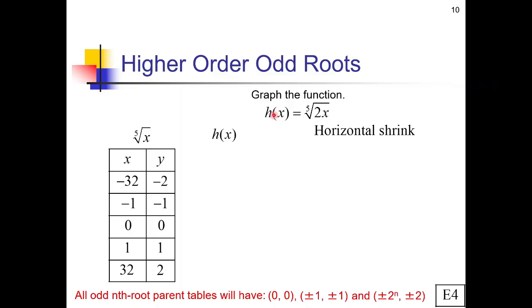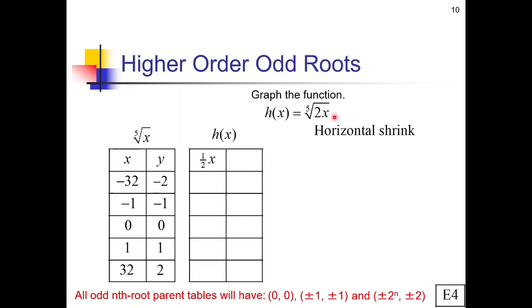For the transformations to get the h function, horizontally, we said we're shrinking this by 1/2, so 1/2 x. There's nothing happening outside, so there's no vertical change. We just reuse the y values. So multiplying 1/2 times my x values, I've got negative 16, negative 1/2 or 0.5. 0 is still 0. 1 becomes 0.5 and 32 becomes 16. For the y values, we're keeping negative 2, negative 1, 0, 1, and 2, because again, nothing changed there.